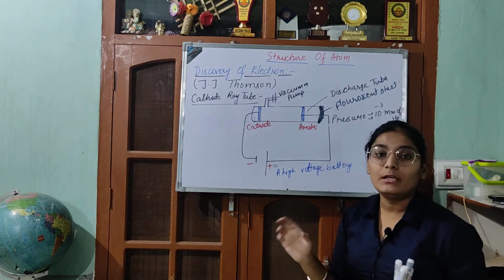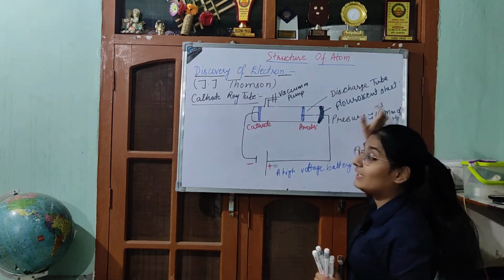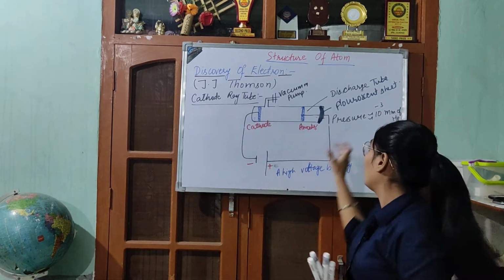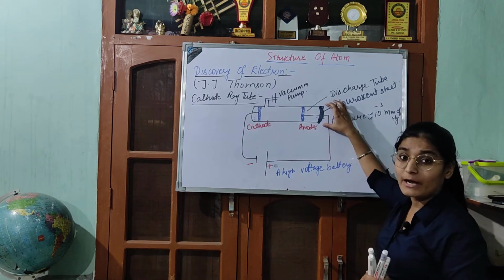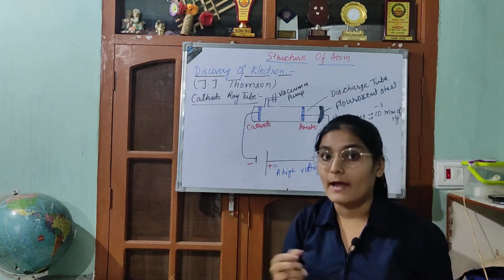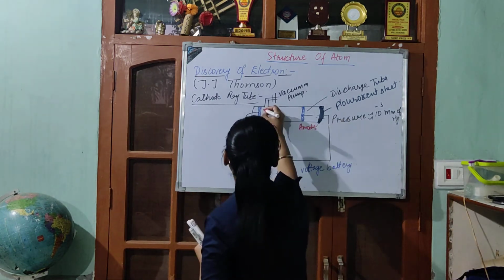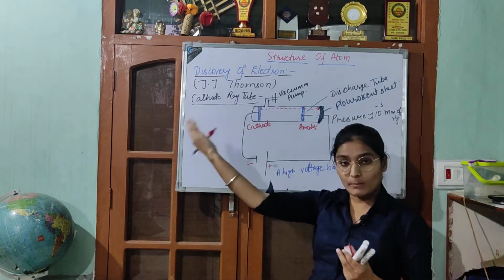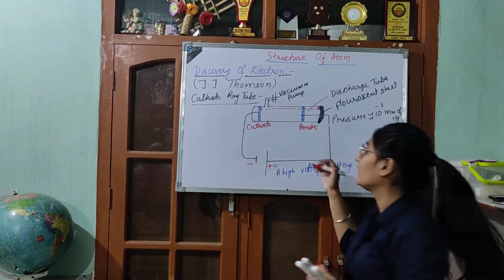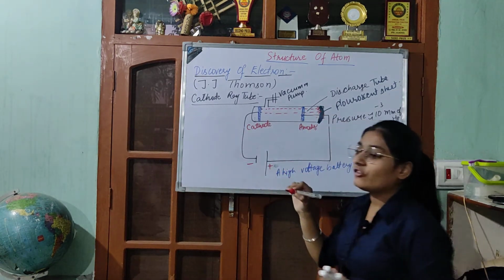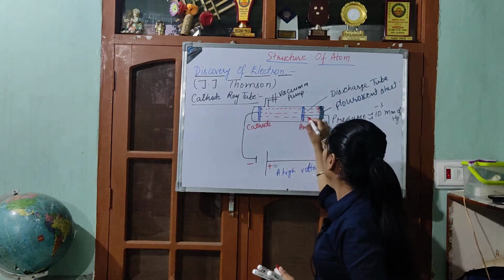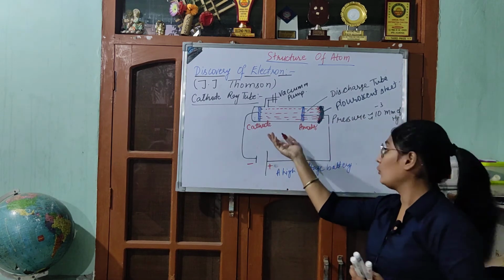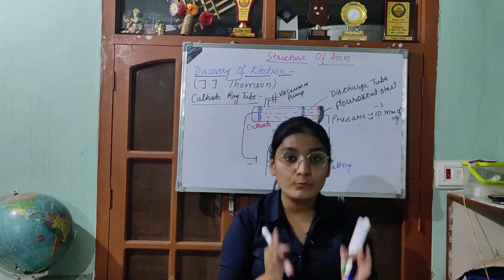He observed that the fluorescent sheet was glowing, giving a yellow greenish color. So he thought that there might be some kind of radiations coming from the cathode part and striking the fluorescent sheet. He was getting rays from the cathode part to the anode part. This was his observation.